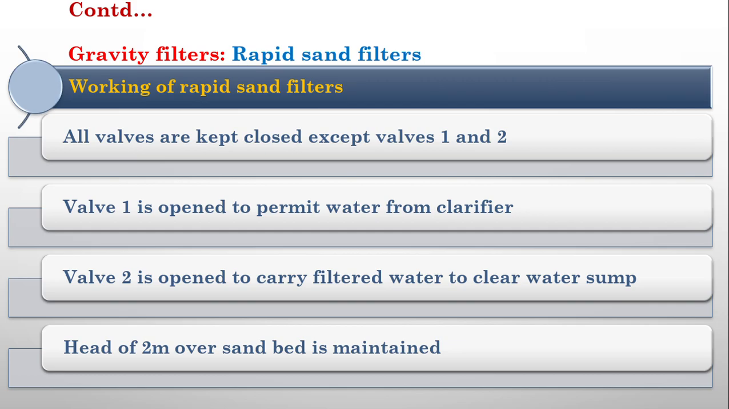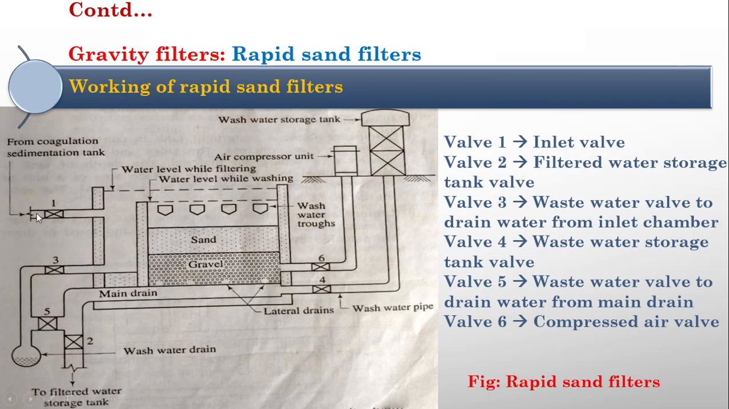So, working of the sand filter, as I have said earlier: when the filter is working, only two valves will be opened, valve number 1 and valve number 2. Valve number 1 is opened, water is let in, and water will pass through the sand and gravel, and filtered water will be collected in the main drain. Valve number 2 will be opened, it will come out and the filtered water is stored. So this is the process occurring.